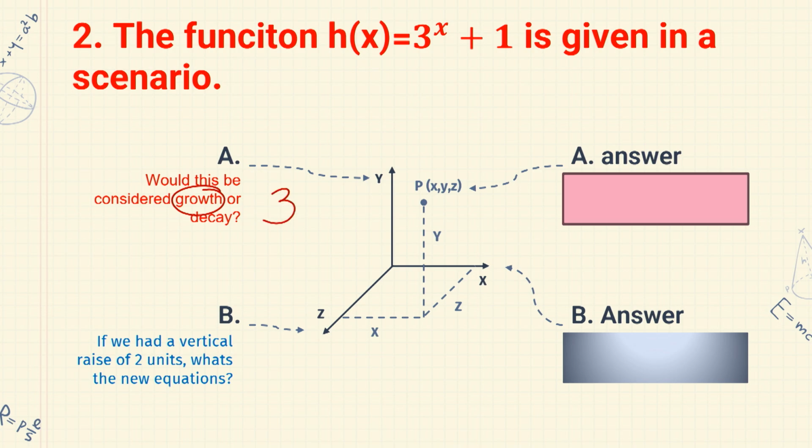All right, if we have a vertical rise of 2 units, what's the new equation? So I'm going to take it, and I am rising 2. So I'm adding 2. So it's going to be what? h of x equals 3 to the x plus 3. So that would be my new equation. All right.